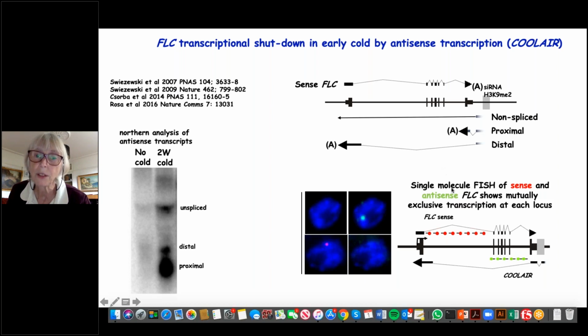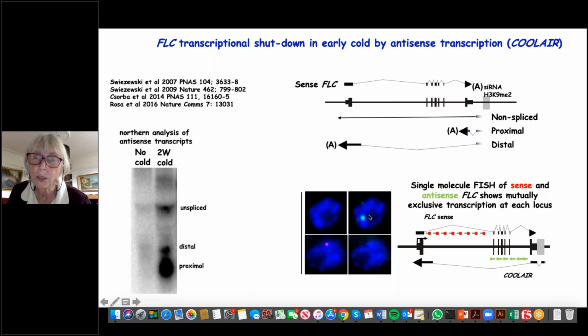We've also found, by doing single molecule FISH analysis, which is what you're looking at in the panel in the middle, with oligos labeled green for the antisense or red for the sense, looking at the nascent transcription of both strands, looking at single molecules in nuclei stained with DAPI here, we only ever saw either a green signal or a red signal. This is in the Rosa paper. That showed us that there was mutually exclusive transcription at the locus, at each allele.